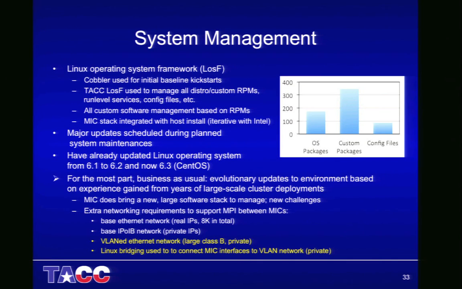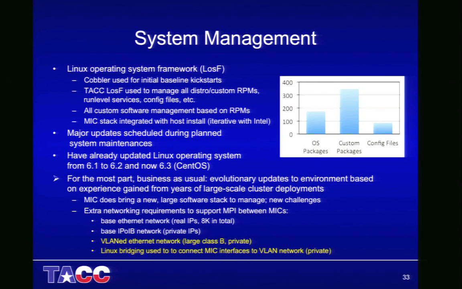What we ended up doing was adding another VLAN network to our system. So using our existing Ethernet infrastructure, we defined a new VLAN. Of course, we made it huge. It's private, so it's a Class B. And then what the Intel software provides is a mechanism to actually connect your MIC to a Linux bridge on the compute host, and you can put all of that on the same VLAN.